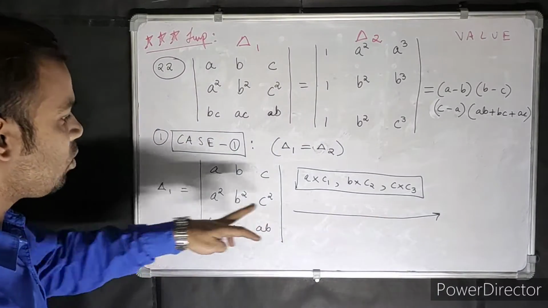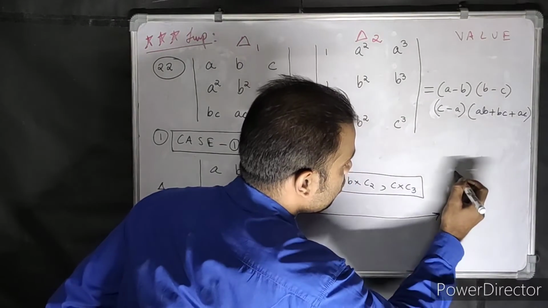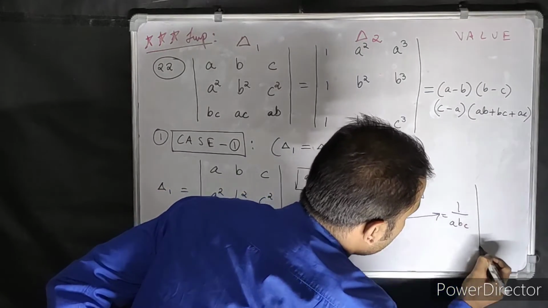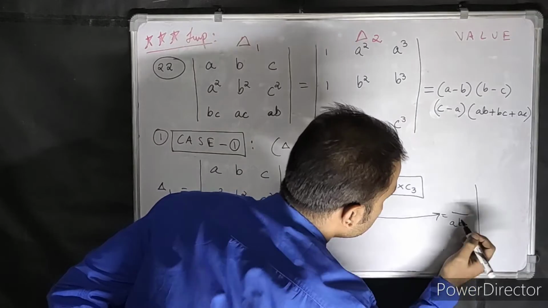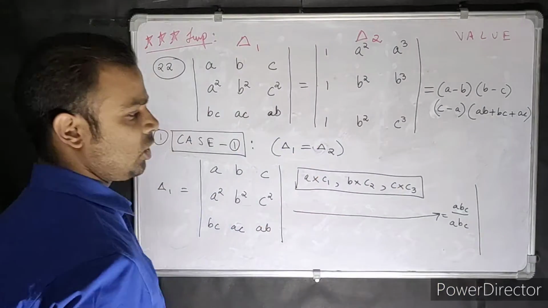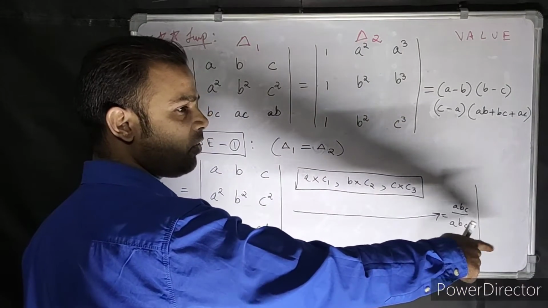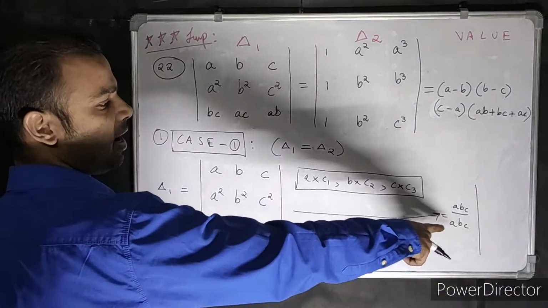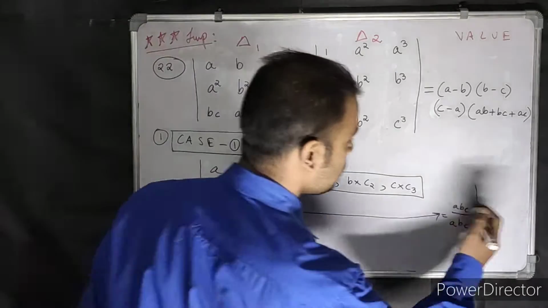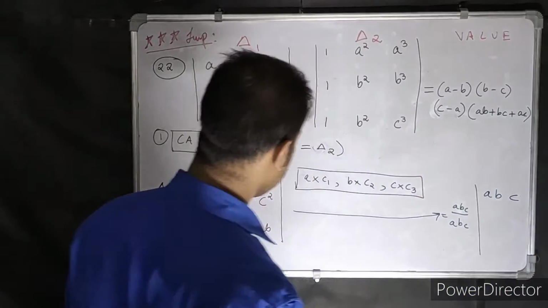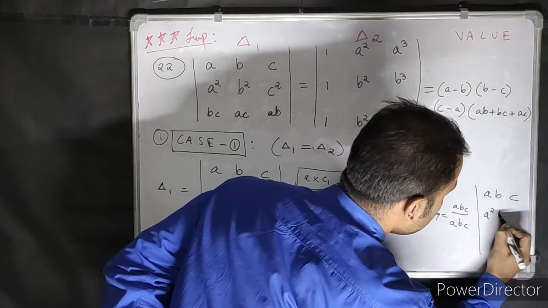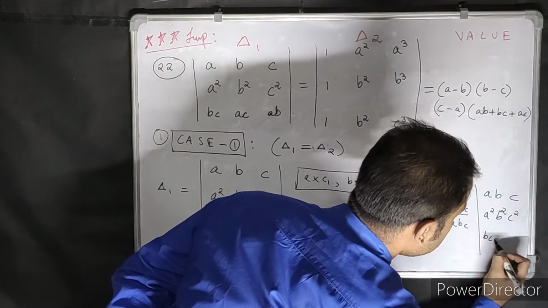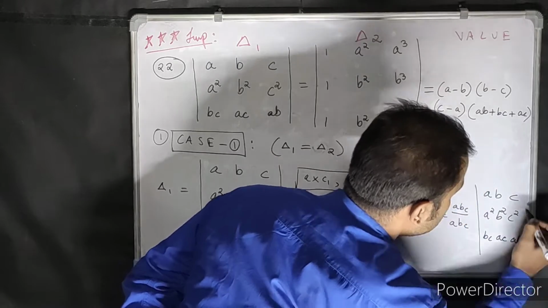Okay. You can write just an equal to sign. So this is going to be your next step. You divide by 1 by ABC. Or you can also do this: ABC by ABC. You're multiplying the top one with ABC inside, and the down one you're just writing because you multiplied something extra. Just write this determinant: ABC, A square, B square and C square, then BC, AC and AB.